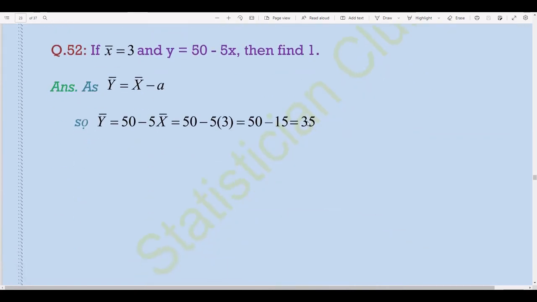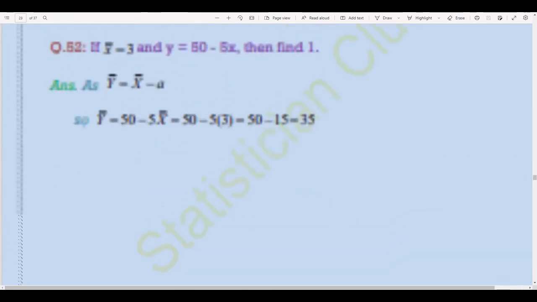Question number 52. If x bar is equal to 3, y is equal to 50 minus 5x. As you know, when we take the sum of this term, sum of y is equal to 50 minus 5 sum of x. Dividing both sides by n, sum of y over n converts to y bar, and sum of x over n converts to x bar. So we can write it as y bar is equal to 50 minus 5x bar. So 50 minus 5 times 3, the answer is 35. Your y bar is 35.